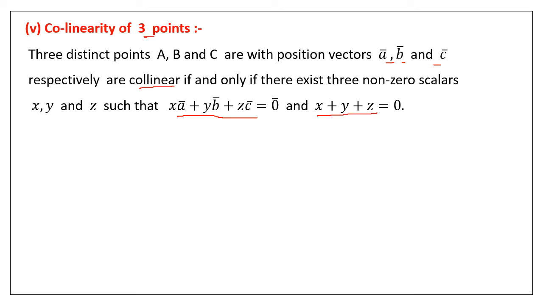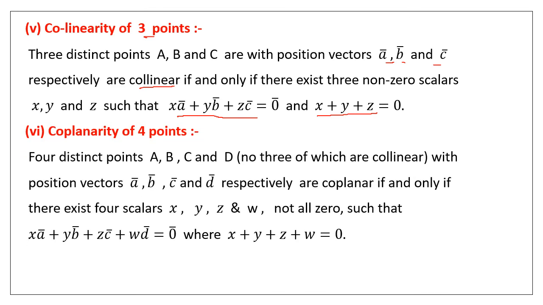Now we'll see coplanarity of 4 points. 4 distinct points A, B, C, D are given with position vectors a bar, b bar, c bar and d bar. They are coplanar if and only if there exist 4 scalars x, y, z and w not all 0 such that x a bar plus y b bar plus z c bar plus w d bar equals 0, where x plus y plus z plus w equals 0. Means if the scalars have sum equal to 0, then we can say that the points are coplanar.